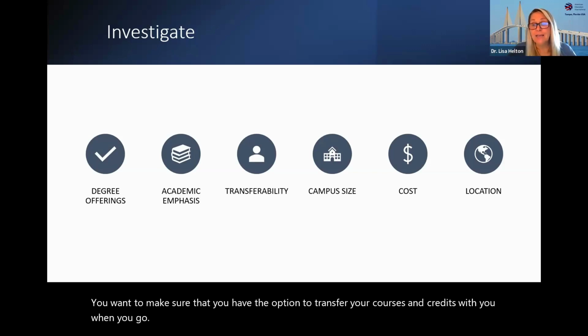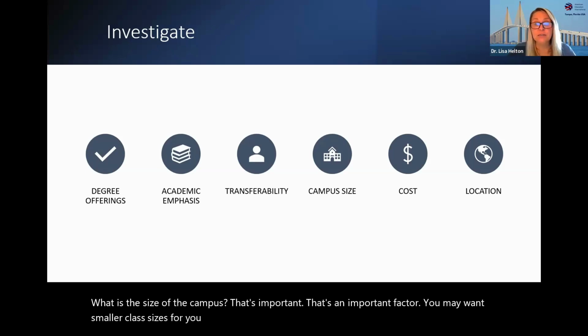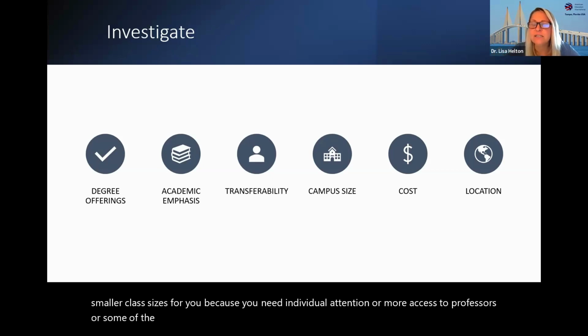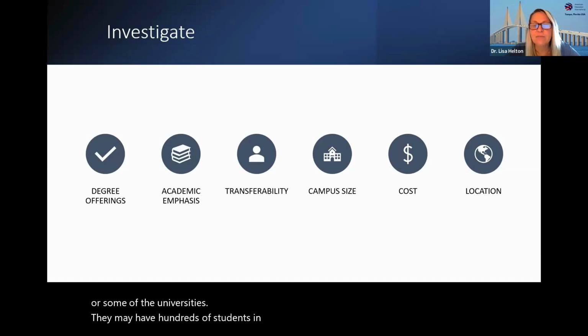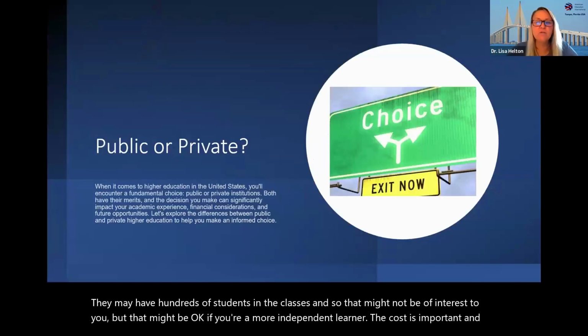What is the size of the campus? That's an important factor. You may want smaller class sizes because you need individual attention or more access to professors, or some of the universities may have hundreds of students in the classes. And so that might not be of interest to you, but that might be okay if you're a more independent learner. The cost is important and definitely the location.